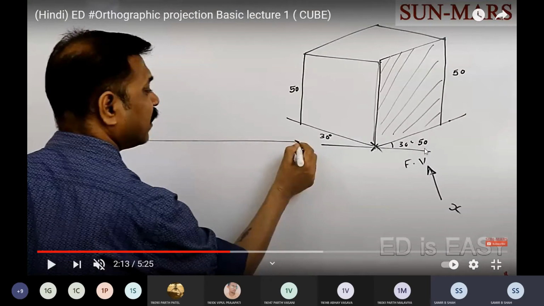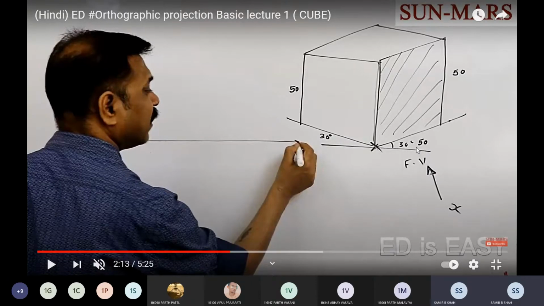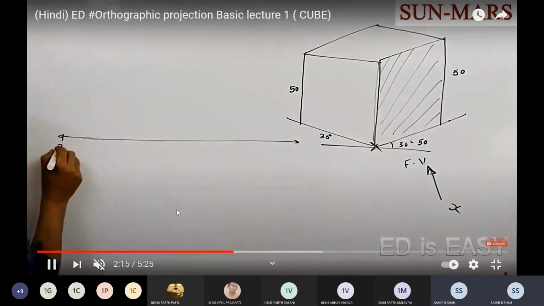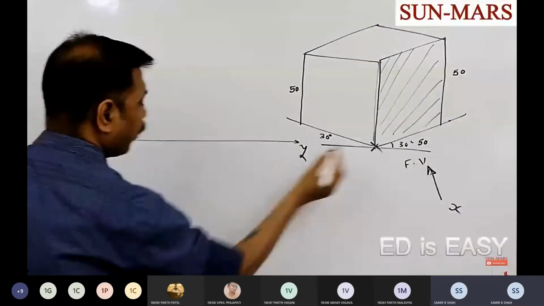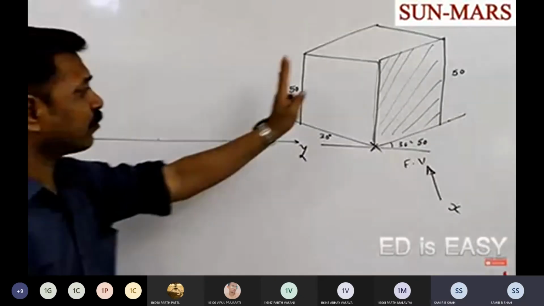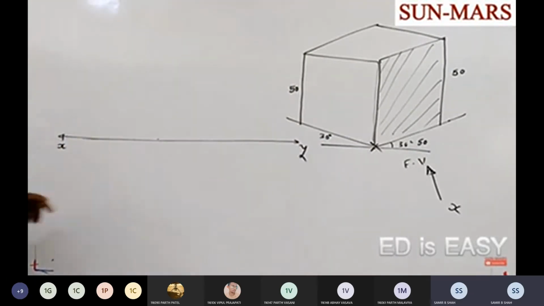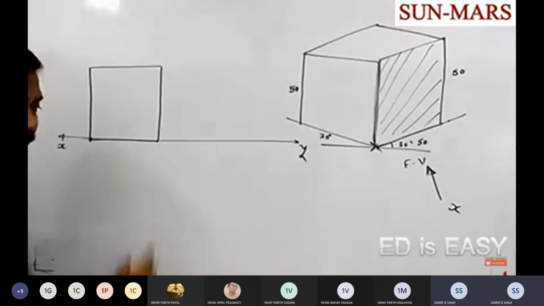Initially, we just provide the proper dimensions, and then we plan to go further. You can see here that the length is 50 mm, and the height is also 50 mm. So before starting the orthographic projection, we initially draw the horizontal line, which is considered as the XY line. Either the first angle method or the third angle method, we provide.